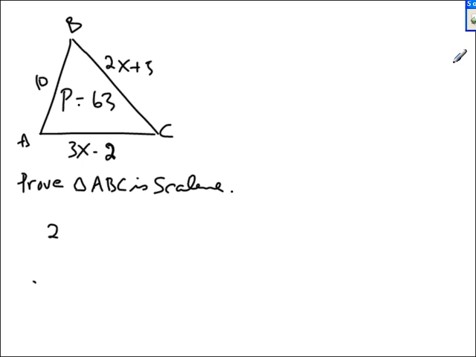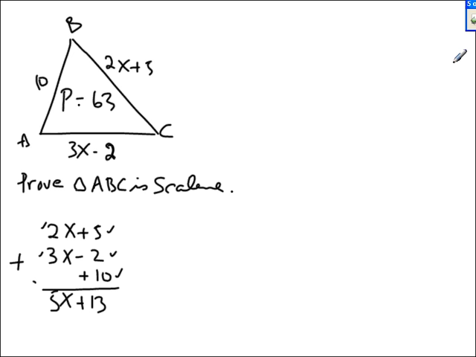How? If you add up all the sides, 2x plus 5, 3x minus 2, and just positive 10. On one hand, you get 5x plus 13. 10 plus 5 is 15. Minus 2 is 13. And 2x plus 3x, when you add them, is 5x. On one hand, you get that. On the other hand, you get 63.